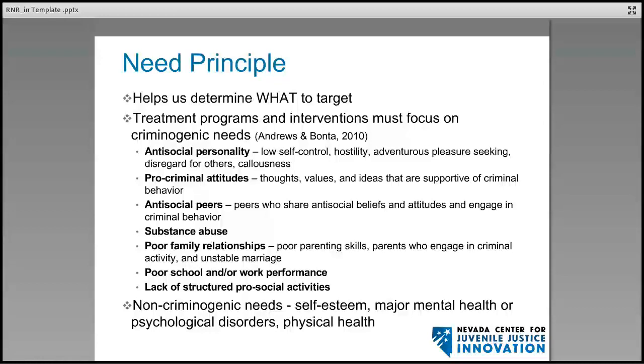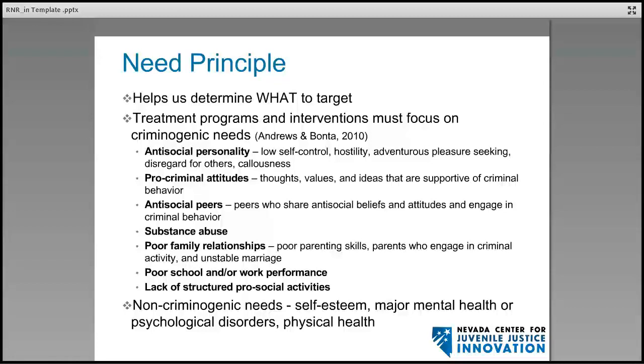7 of the 8 risk factors are criminogenic and include antisocial personality, which includes low self-control, hostility, adventurous pleasure-seeking, disregard for others, and callousness; pro-criminal attitudes, or thoughts, values, and ideas that are supportive of criminal behavior; antisocial peers who share antisocial beliefs and attitudes and engage in criminal behavior; substance abuse; poor family relationships, including poor parenting skills, parents who engage in criminal activity themselves, and unstable marriages; poor school and/or work performance, depending on the youth's age; and lack of structured pro-social activities.